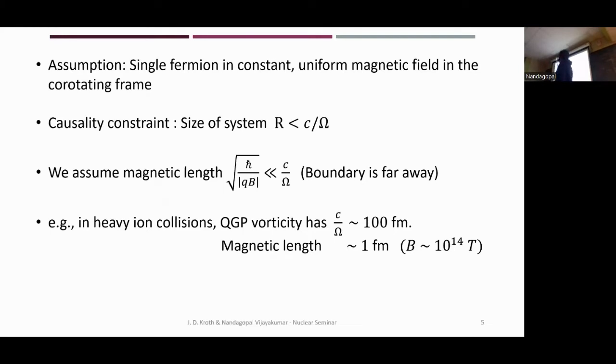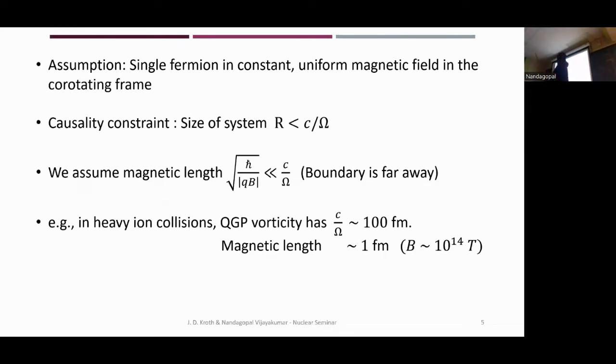Now, when it comes to rotating relativistic systems, there is a causality constraint. To understand this causality constraint, we need to look at the speed of a particle which is undergoing rotation, which is given by the rotational frequency times the radial distance of the particle. So the speed of a particle increases linearly with the distance from the rotation axis. So at one point, that speed can cross the speed of light, which cannot happen.